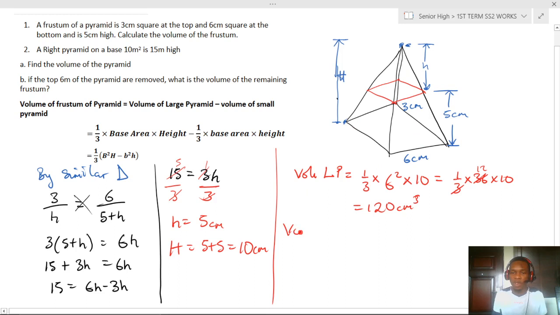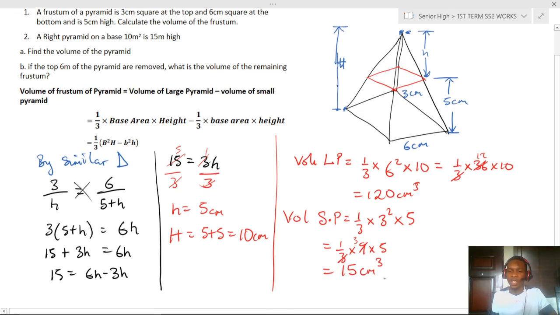Then for the volume of the small pyramid, let's call it small p, we have 1 over 3 times the small base area. And what is the base area for that one? That will be 3 squared times the height, which is 5. And that will give us 1 over 3 times 9 times 5. So 3 can go into 9, that will give us 3. 3 times 5 is 15. So this is 15 centimeter cube.